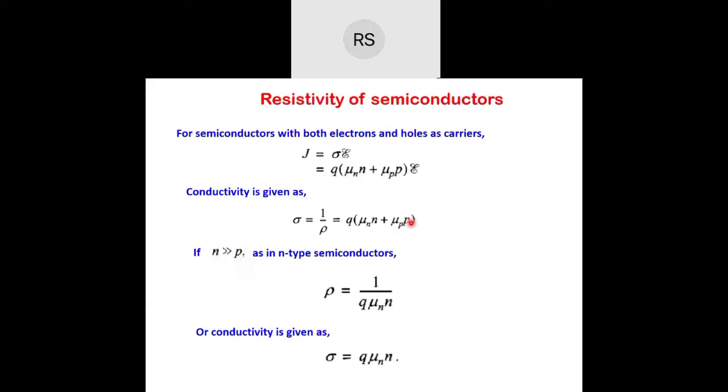So in that case, this part can be neglected, and we arrive at a simpler formula where sigma is equal to q mu n n, and rho is equal to 1 upon q mu n n. So this is actually the formula for the resistivity. If it is a p-type semiconductor, then we will have resistivity equal to 1 upon q mu p p, or the conductivity is given by sigma equal to q mu p p.